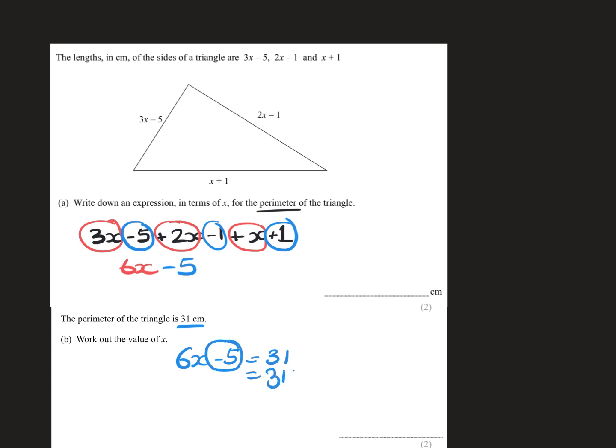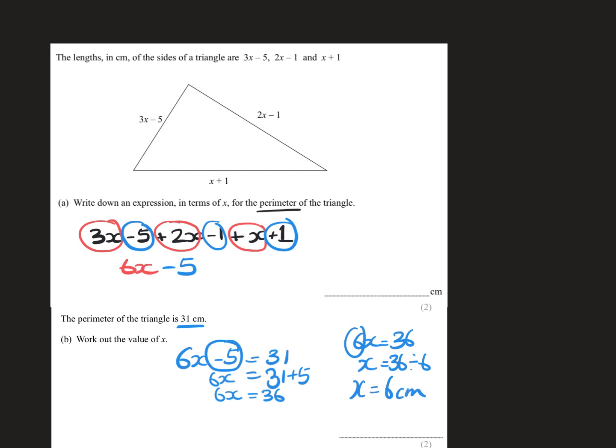and we're going to do 31 plus 5. That leaves the 6x on the left-hand side. And 31 plus 5 is 36. So 6x is equal to 36. Then we need to get rid of the 6 to find out what x is. So x is equal to, and that's a multiply by 6, when I bring it to the other side, it's going to be divided by 6. So 36 divided by 6, which means x is equal to 6 centimetres. So we've now solved for x.